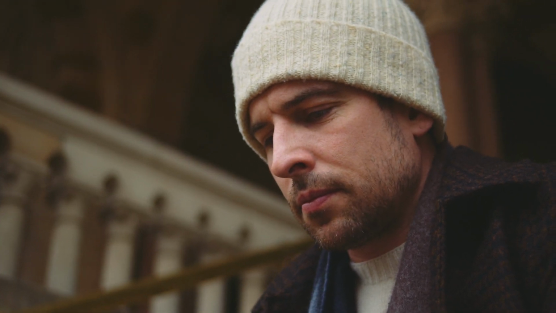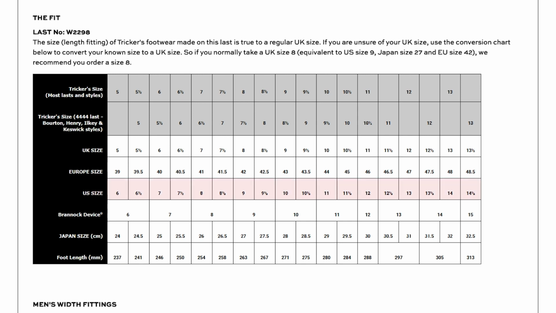Assuming that Martin knows his US size is 12, he traces along the 5th row until he finds size 12, then up to the 1st row, because it's a W2298 last, to find that his Tricker's size is 11. So Martin would order his Robert shoe in a Tricker's size 11.